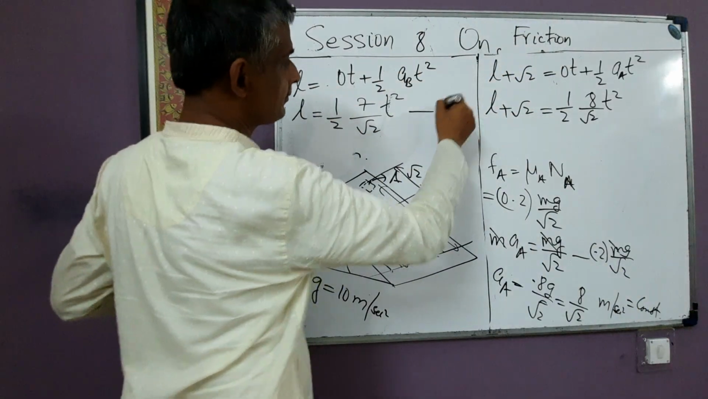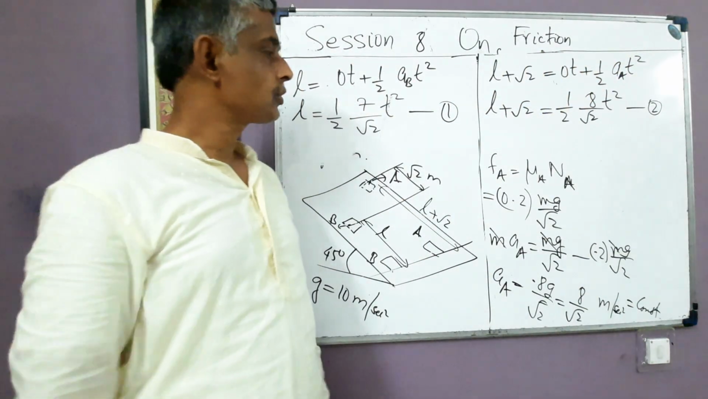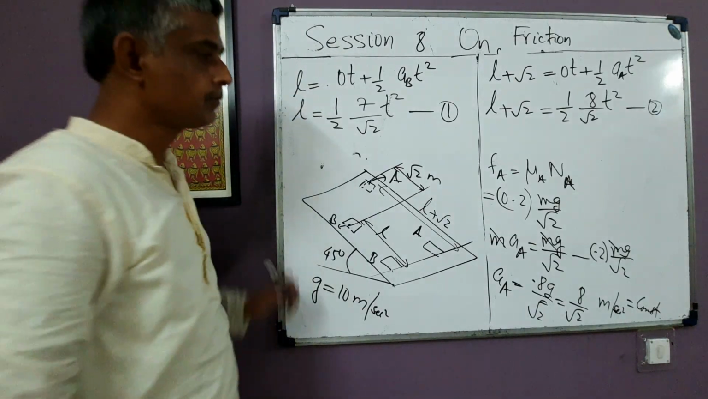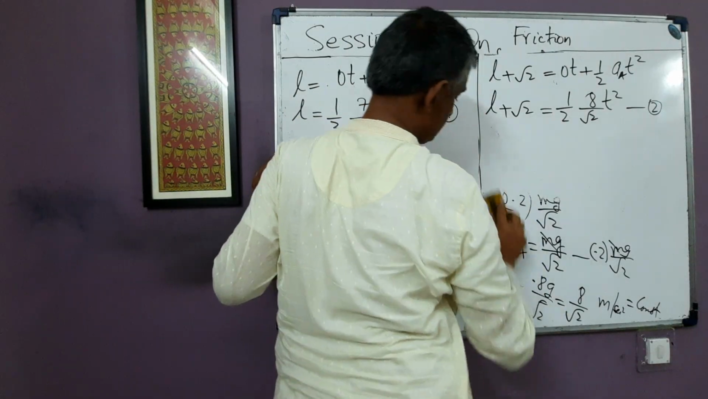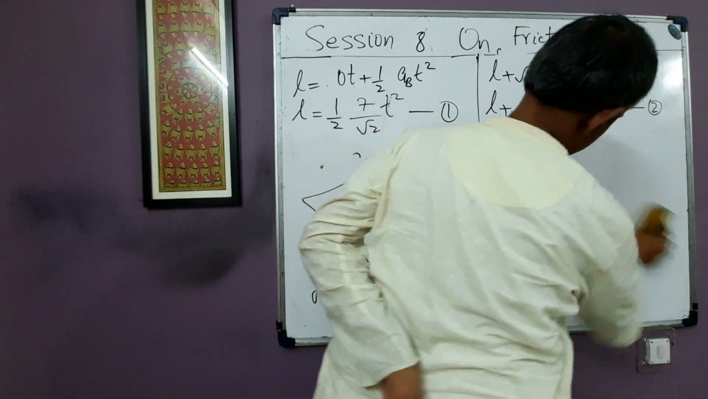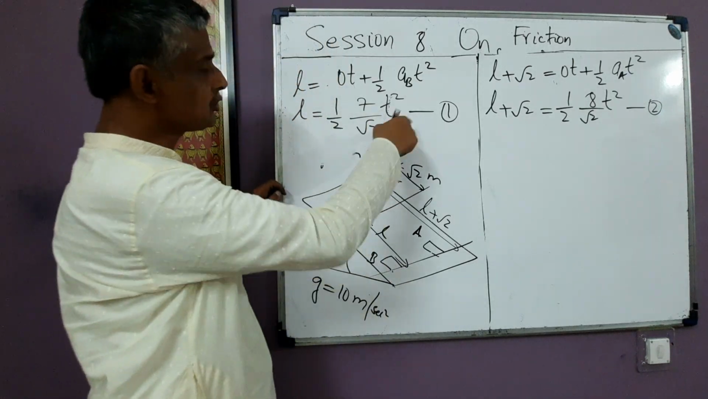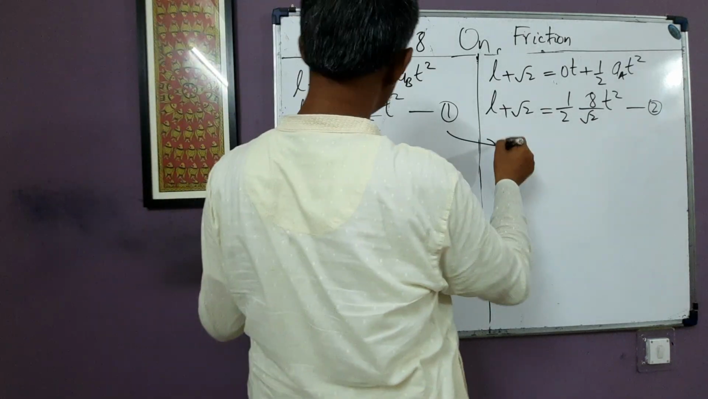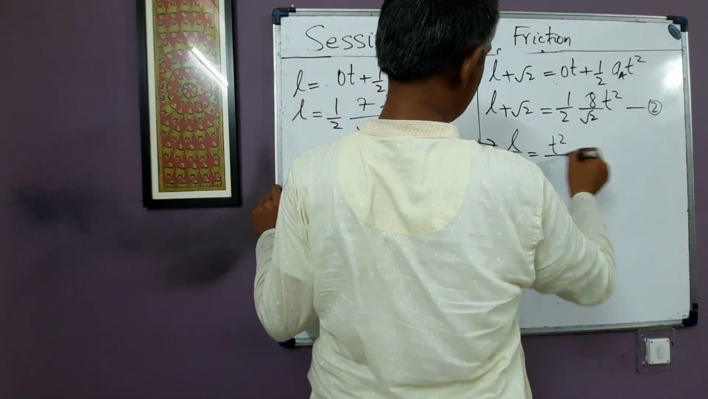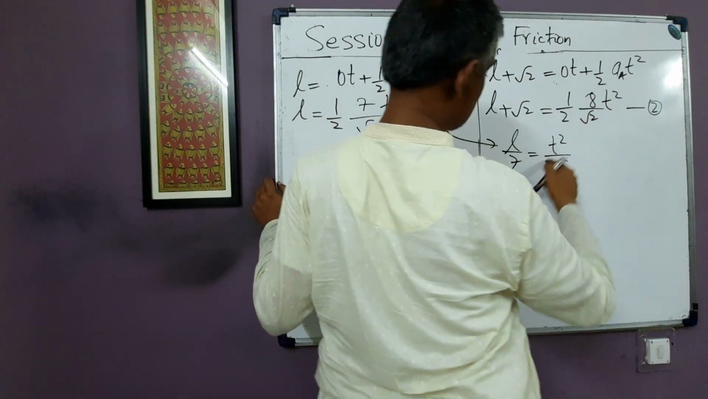So this is the first equation and this is the second equation. From these equations we have to determine the value of L. So we need to eliminate t square. If you eliminate t square, the problem is fully solved. So now I eliminate t square from these two equations. From equation 1 we see that t square by 2 root 2 is L by 7. See, t square by 2 root 2 is equal to L by 7.